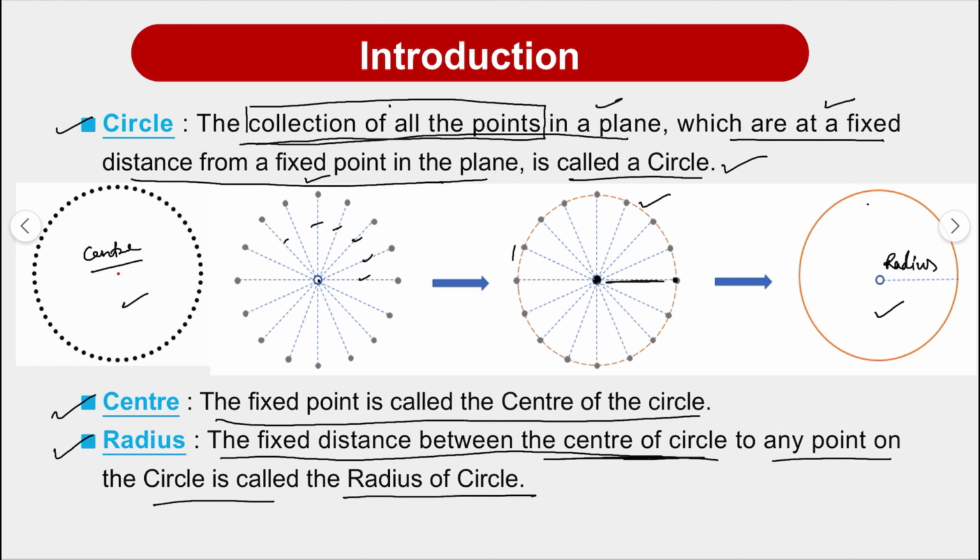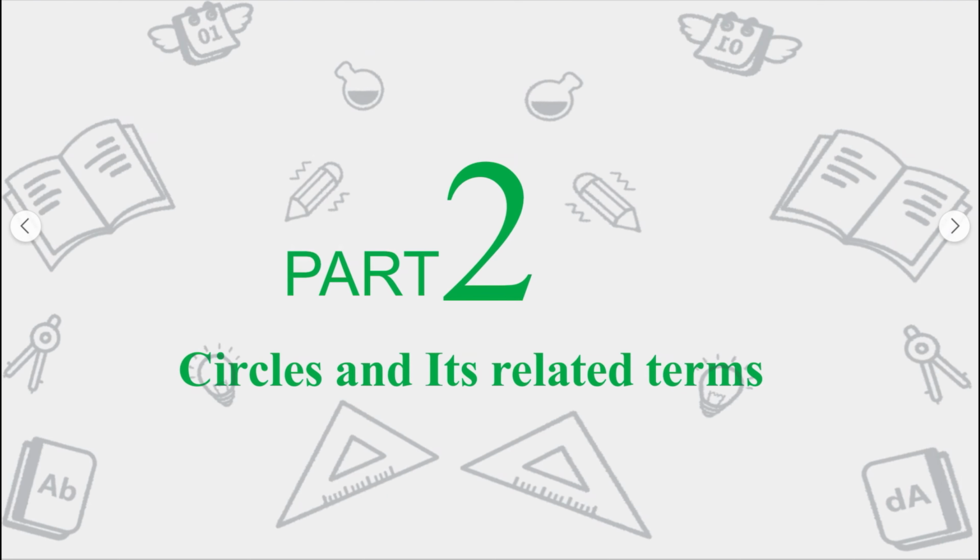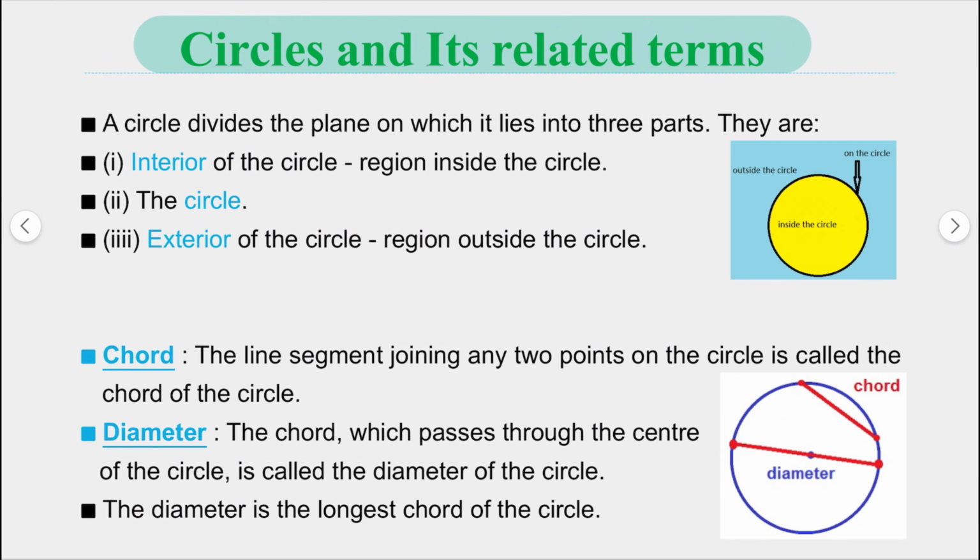So we have the definition of a circle, which is the collection of all the points in a plane at a fixed distance from a fixed point in the plane. That fixed point is called the center of the circle, and that fixed distance between the center and any point on the circle is called the radius of the circle. Okay, let's move ahead. Part second is the circle and its related terms.